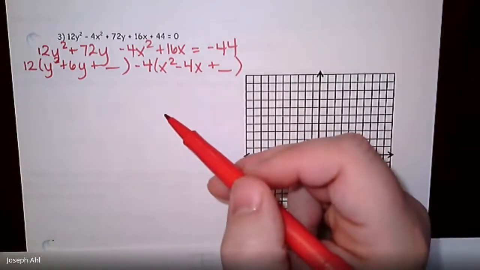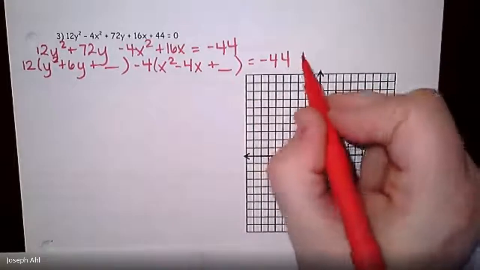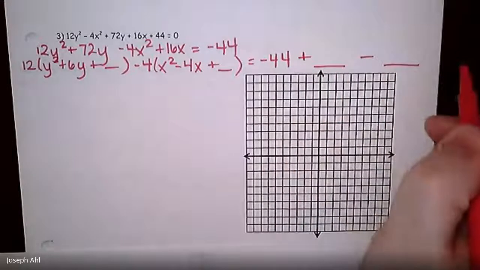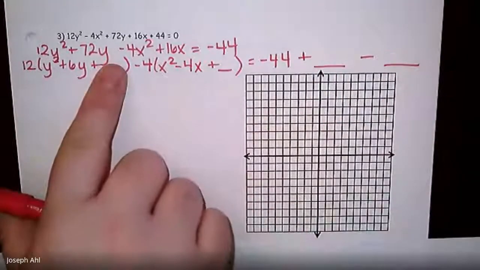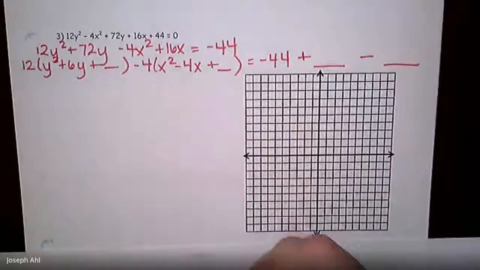But I want you to get the center right, so try to avoid that mistake. All right, so we've got -44 on the other side. Just to set the stage, I'm going to put plus blank and then minus blank. Because we saw whatever I add in here is being multiplied by a positive, but whatever I add here, I've got to multiply it by a negative.